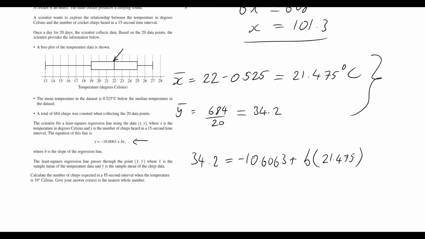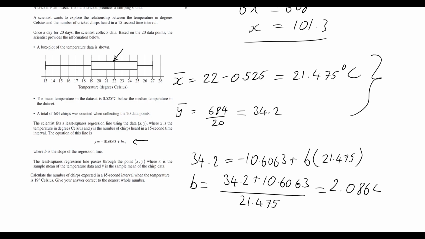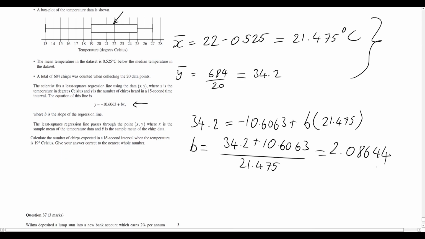21.475. Okay, and so if we approach this just like a standard linear problem, we can rearrange and see that b is going to be equal to 34.2 plus 10.6063 divided by 21.475. So b is now going to be equal to 2.08644. All right, fantastic. So now we're ready to solve this problem.